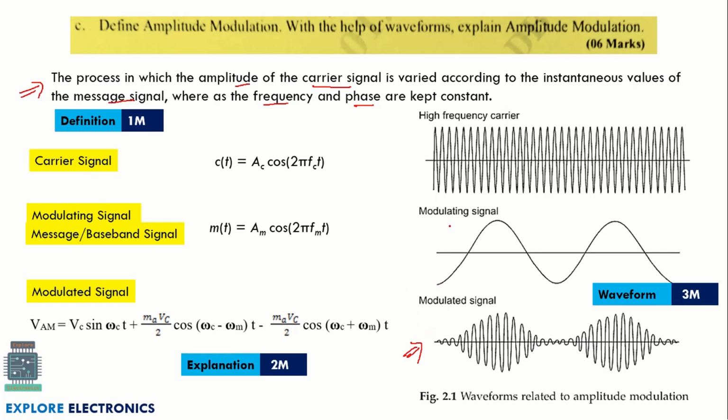So you need to write the waveform. This waveform is very important, since they have asked to write the waveform and explain AM. So this is the carrier signal, modulating signal and modulated signal. You can write the expression and explain. You can even skip writing the modulated signal expression. You can explain how this waveform is generated after modulation. You can also do it like that.